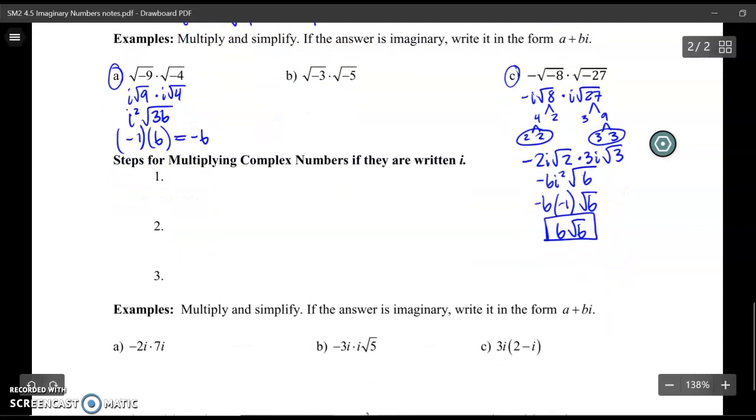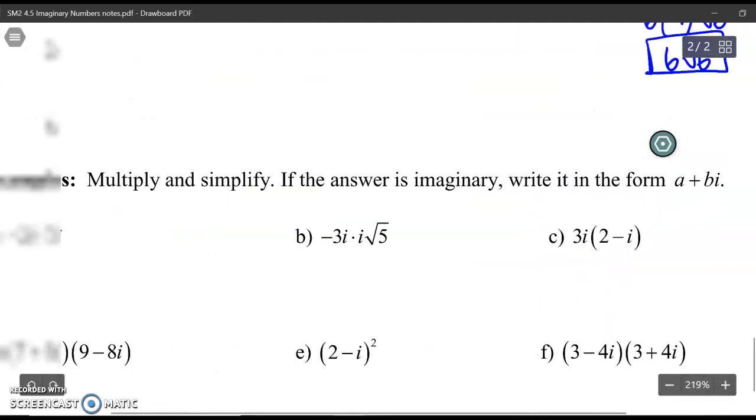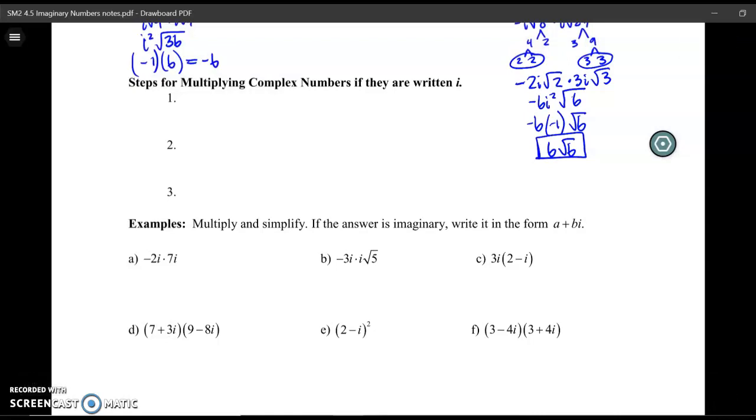Okay, let's take a look at, ooh, sorry, didn't mean to zoom that in. Let's take a look at what it looks like to multiply complex numbers if they're already written in i form with the imaginary numbers. Okay, this is actually going to look fairly similar to what we just barely did. We're just not going to have radicals.